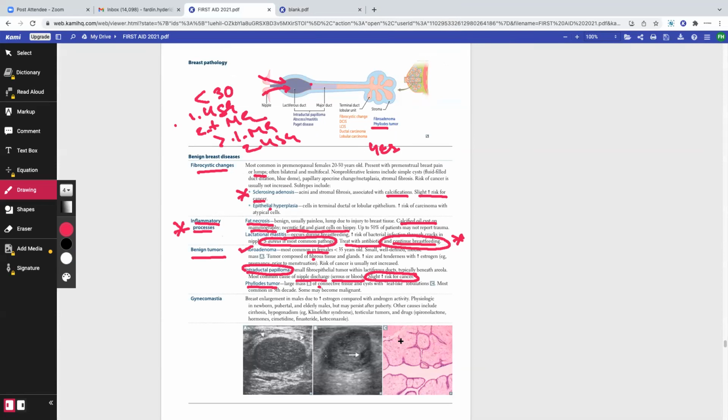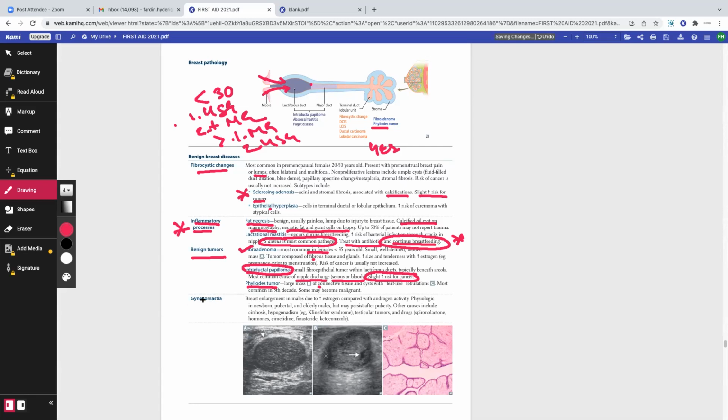In your USMLE step 1, this picture, picture number C, please put a star mark for picture number C. There's a 100% chance you'll receive this question at least 2 to 3 times in your UR. Whenever you see a female patient who comes with a growth, on biopsy they will tell you that we have found this sort of picture in the biopsy. What is your diagnosis? The diagnosis is phyllodes tumor. As simple as that. Okay.